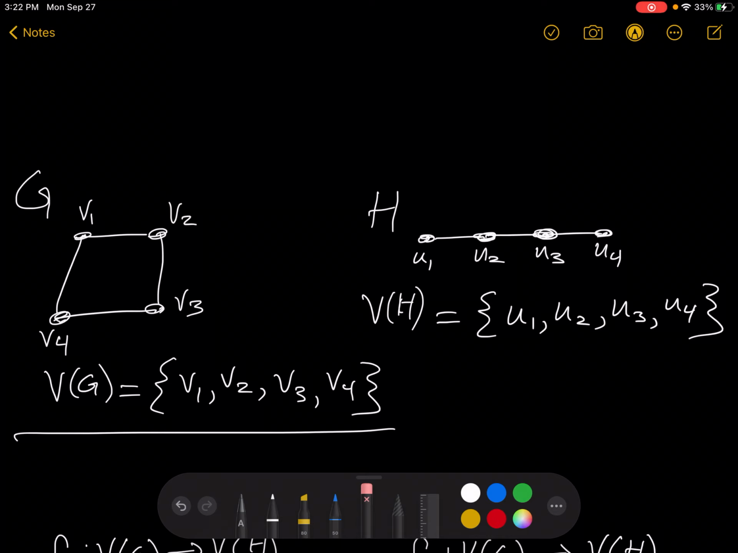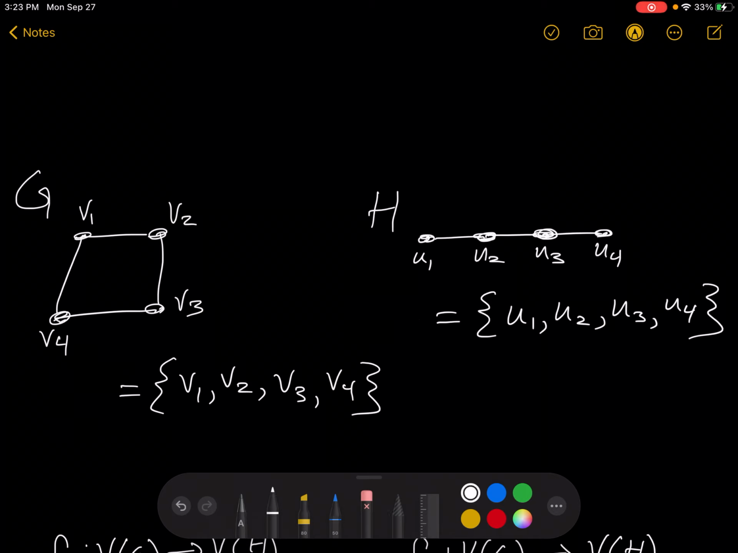Now something that's kind of new is this notation, V of H and V of G. The problem with using our old notation, just V and V, is that we don't know which vertex set we mean when we say V. So that's why we use this notation, V of G, V of H, the vertices of G and the vertices of H.